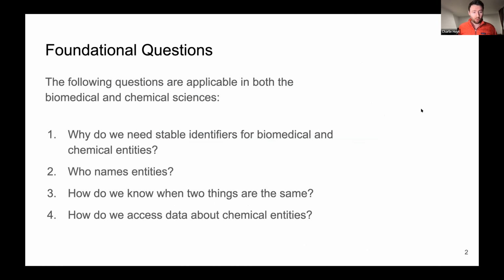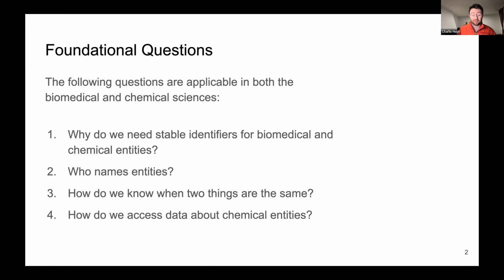Some of the big questions I think we have to ask about the semantic spaces in the biomedical and chemical domains is, I think we probably are past this already: why do we need stable identifiers for biomedical and chemical entities? I think this is pretty clear that we need to have some sort of system for referring to things that we can control. But the next big question is, who comes up with these nomenclatures and these controlled vocabularies? And who keeps track of all of those lists?